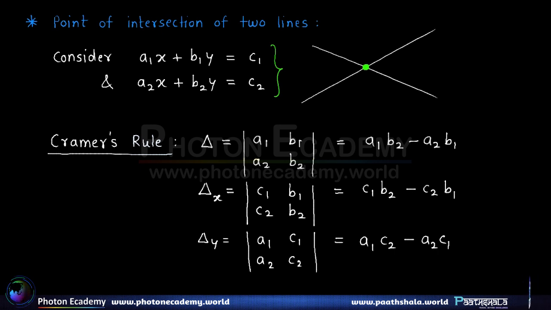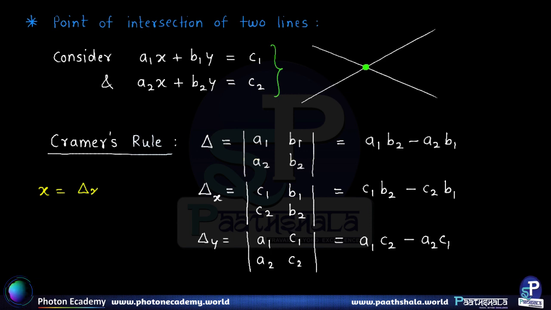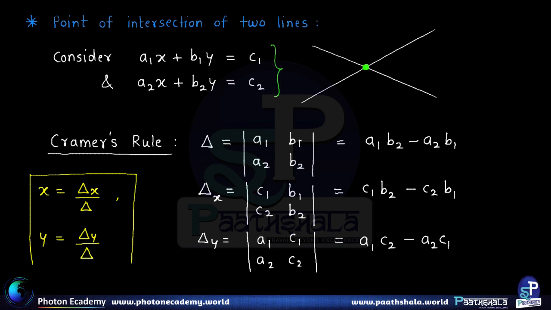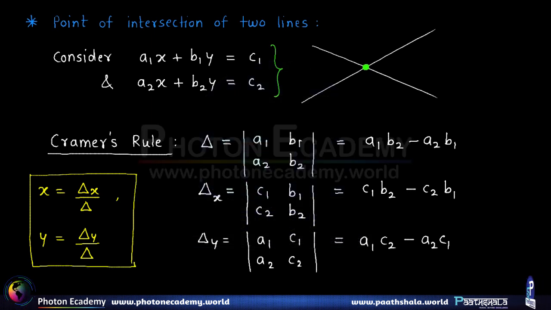And finally Cramer's rule says that x is delta x divided by delta, and y is delta y divided by delta. So this gives us the solution of the two given simultaneous equations. Of course it is important that the value of delta cannot be 0, because if it is 0 then it can't be used as a divisor to find x and y.